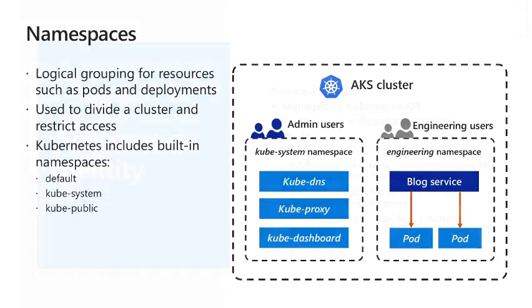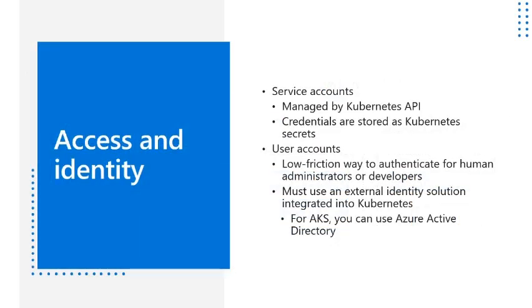Next is access and identity. Service accounts, user accounts. There are two types of accounts. Service accounts are managed by Kubernetes API. Credentials are stored as Kubernetes secrets. User accounts are a low friction way to authenticate for human administrators or developers. You must use an external identity solution integrated into Kubernetes. For AKS, you can use Azure Active Directory.